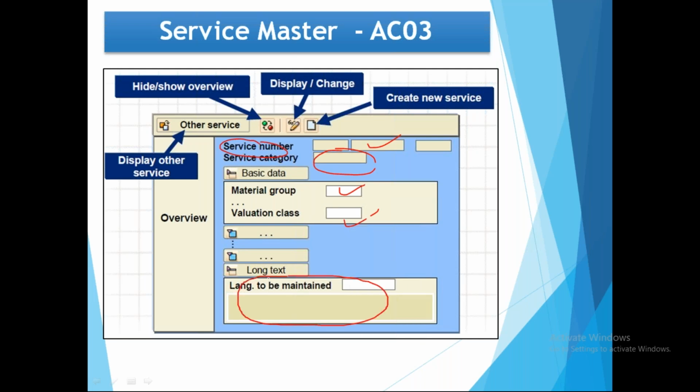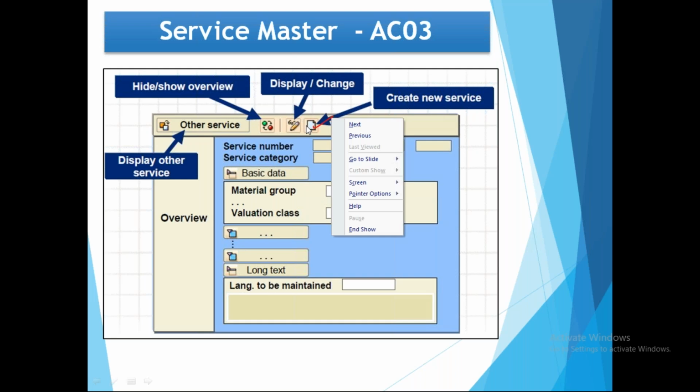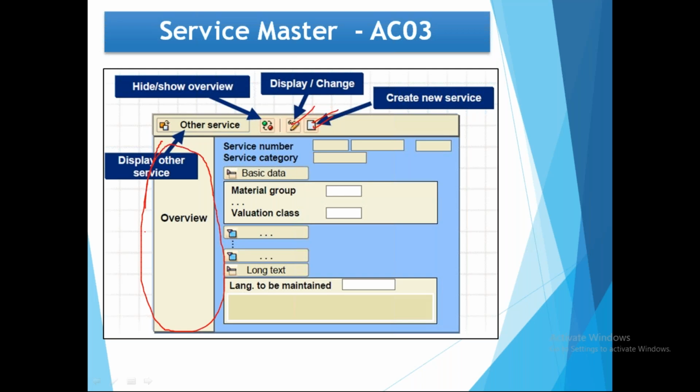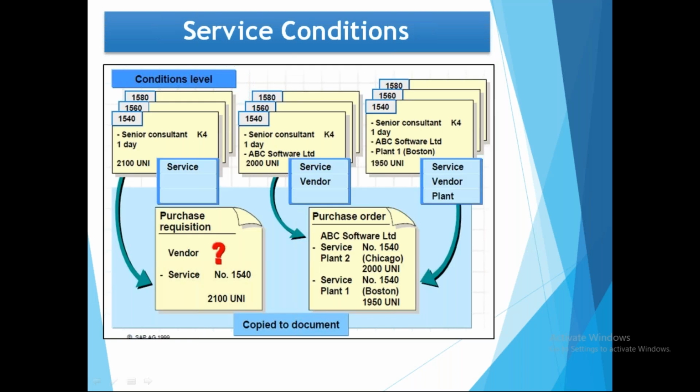You can even maintain some long text, some information text, all those things in the service master record. To create a new one, you have to click on this button, or if you want to change or display, you have to click on this button. If you want to see the overview tree, you can see already existing services shown here. So this is the service master record.